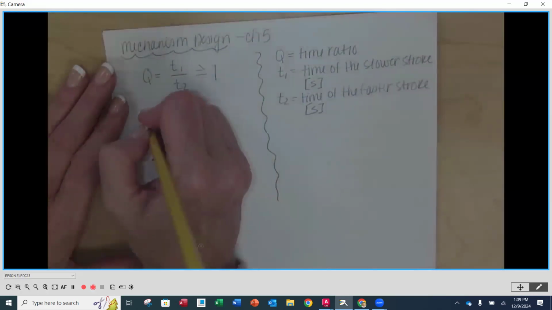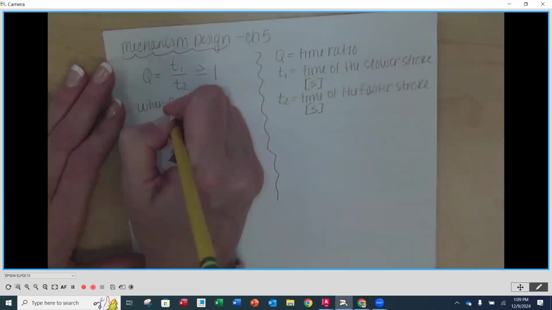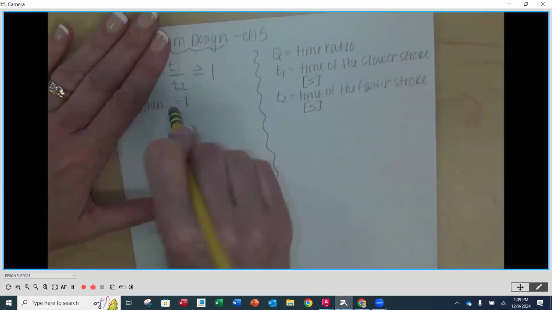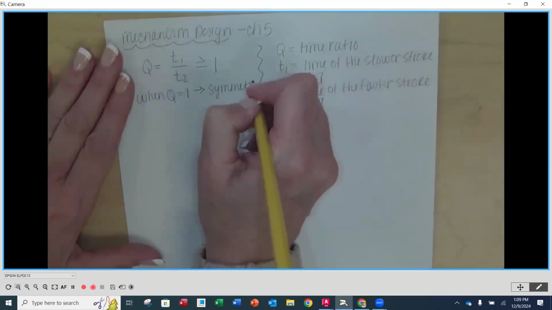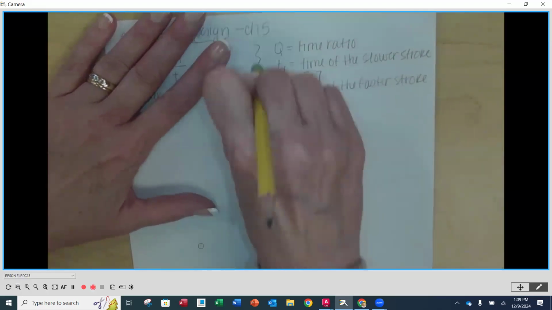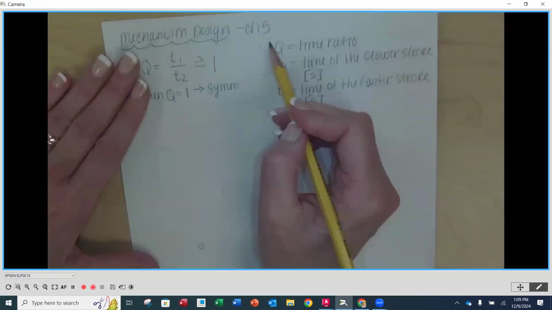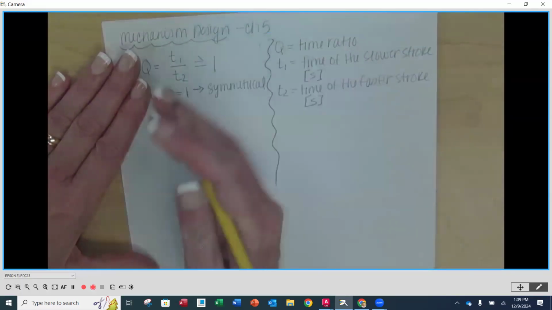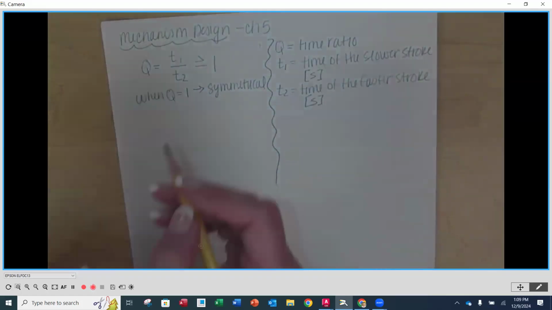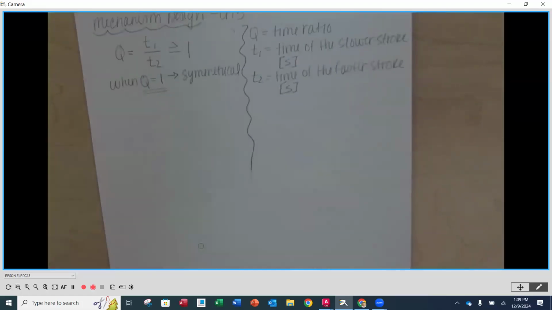Now, when Q is equal to 1, this is considered symmetrical. I write bigger than I think I'm going to. So when Q is equal to 1, it's symmetrical because the time out is going to be equal to the time in. That means T1 is equal to T2. So then our Q is going to be equal to 1. And when it's equal to 1, it's a symmetrical motion.